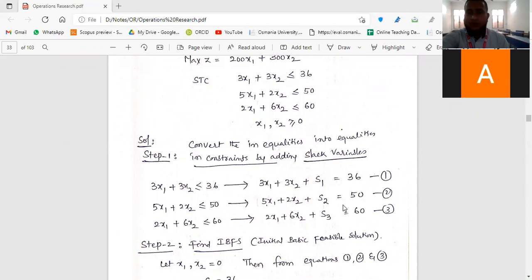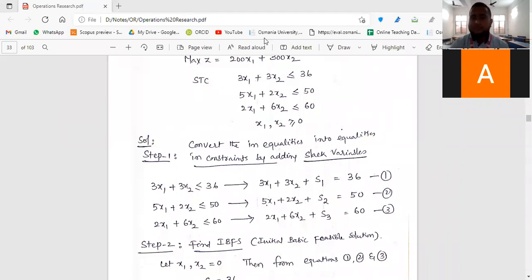At the same time, you are adding something that is known as S1, S2, S3. These are known as slack variable 1, slack variable 2, slack variable 3. So observe this first equation, 3x1 plus 3x2 less than or equal to 36 means the left side value is less than the right side value. If you want to equal this equation, you need to add something, isn't it?